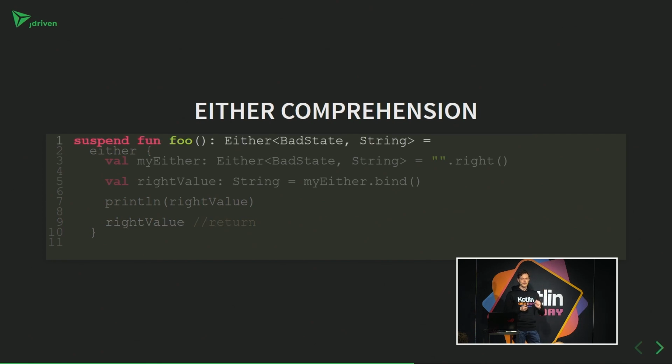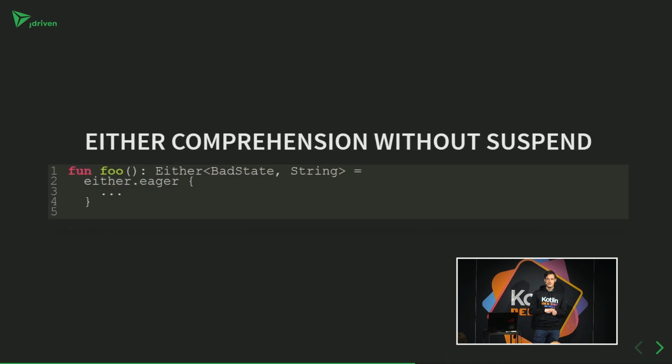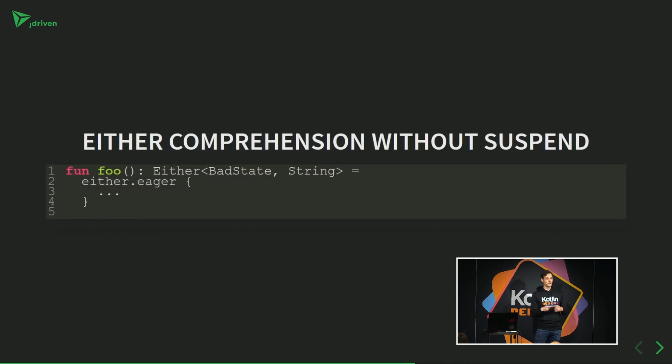You may notice, however, our function is suddenly suspended. That's because Arrow uses coroutine magic to make all the short circuiting happen. If you're now thinking, yeah, I don't want to put suspend in all my functions, no problem, just use either.eager. And all that stuff gets taken care of for you.